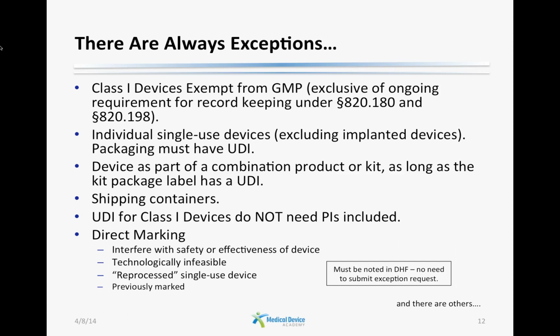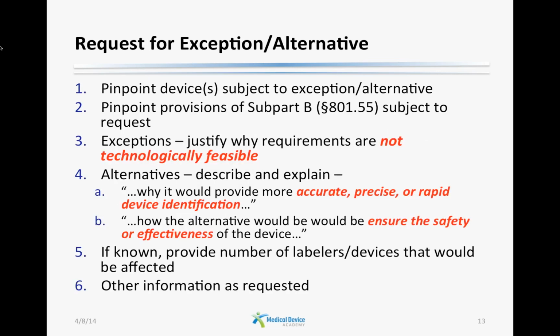FDA has provided a process for requesting an exception or an alternative to the regulations through subpart B, section 801.55. FDA has set the bar high in order to be granted either an exception or an alternative. Exceptions must justify why requirements are not technologically feasible. Alternatives must show how your plan will provide more accurate, precise, or rapid device identification and that it ensures safety or effectiveness. Requests must be in writing, and again, direct marking exceptions, as previously noted, do not need to be formally requested.